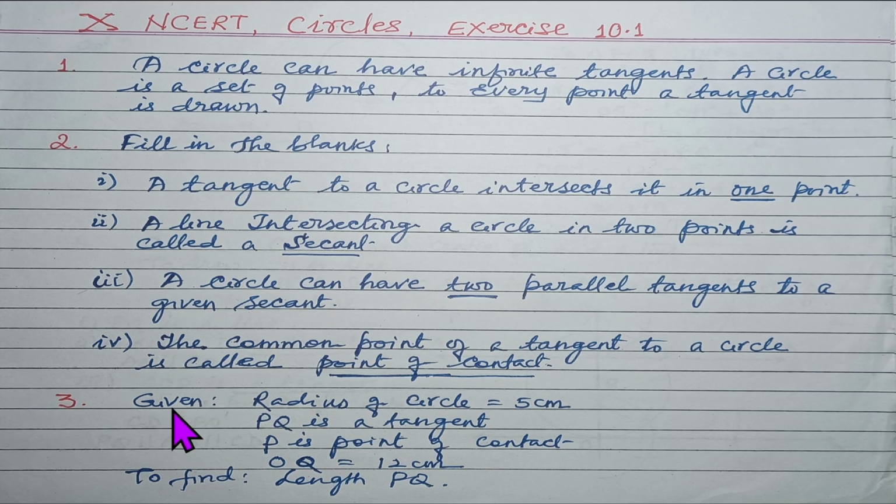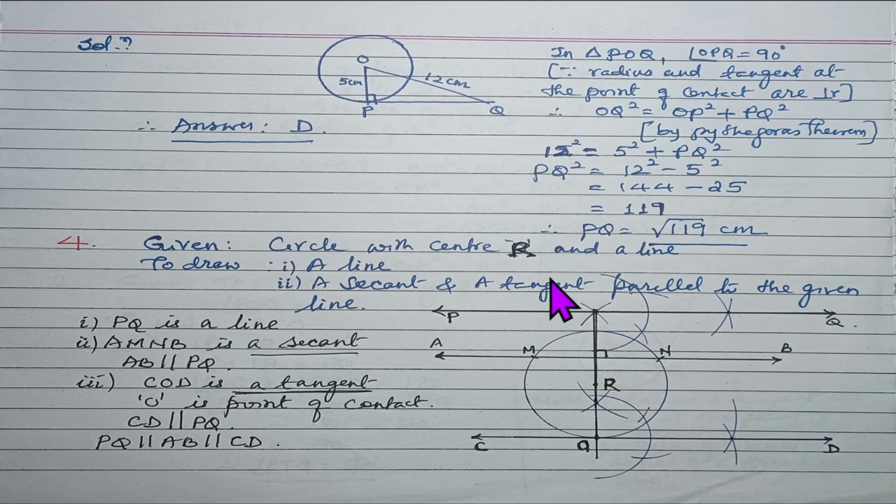In question number 3, we are given the radius of the circle is 5 centimeters, PQ is a tangent, P is the point of contact, OQ is 12 centimeters. We have to find the length PQ. So let us draw the figure for this and then understand. We are given a circle with center O. O is the center of the circle, OP is the radius, and OQ is 12 centimeters, and PQ is the tangent touching the circle at point P.